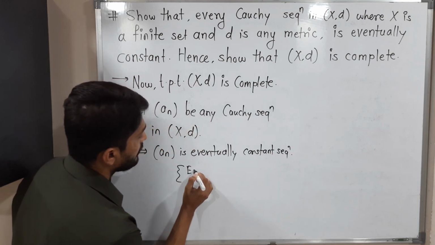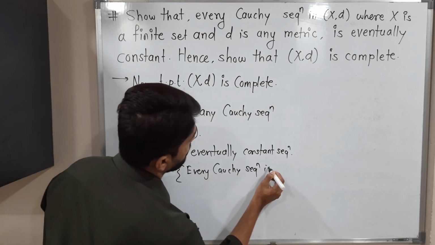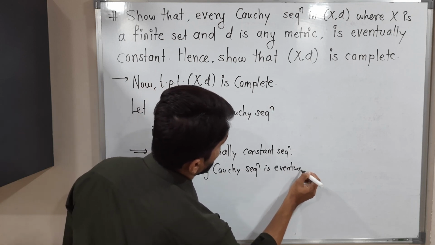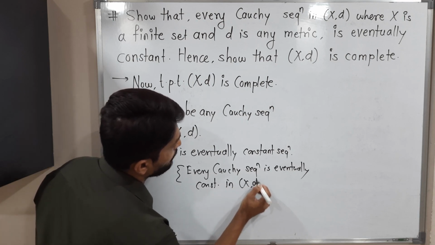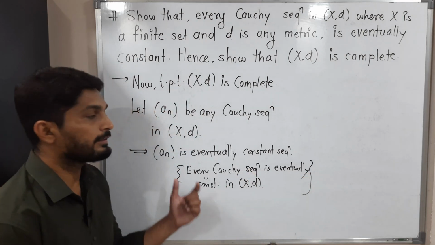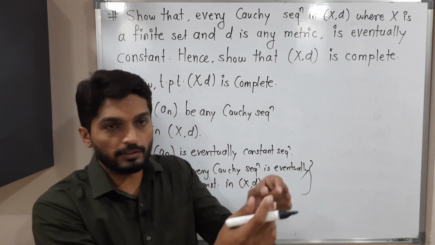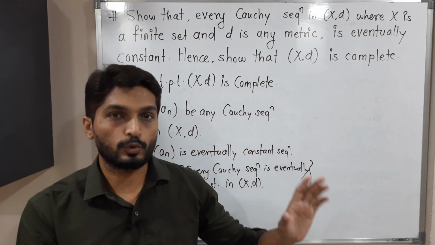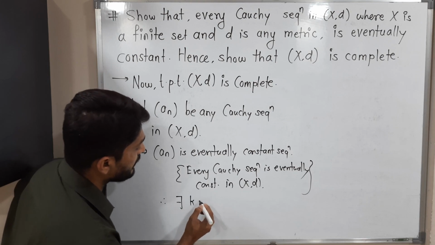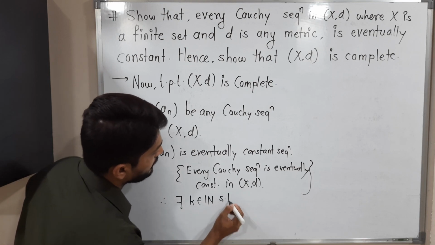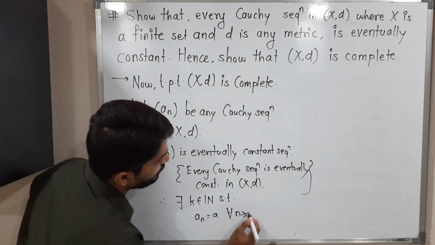I am mentioning the reason. The reason is every Cauchy sequence is eventually constant in Xd. Okay, just now we have proved, so I am using that thing here. Eventually constant means what? First few terms are different and after a fixed term you are having all same terms. So therefore by definition of eventually constant sequence, we will find some k such that an is equal to a for all n greater than or equal to k.